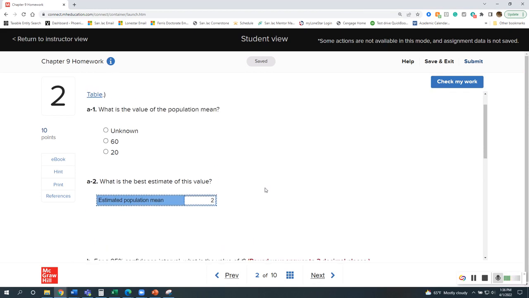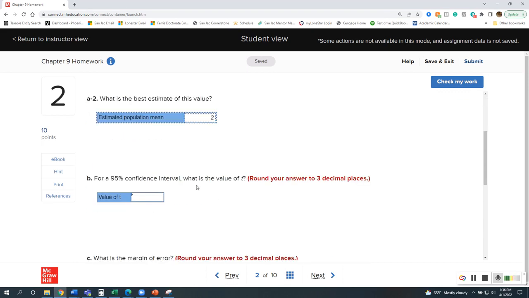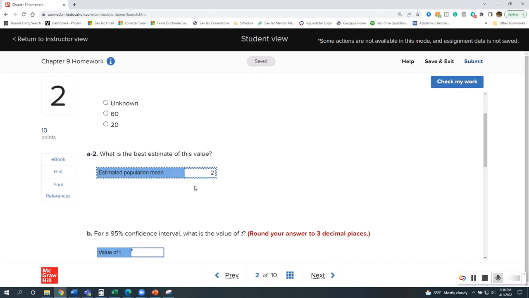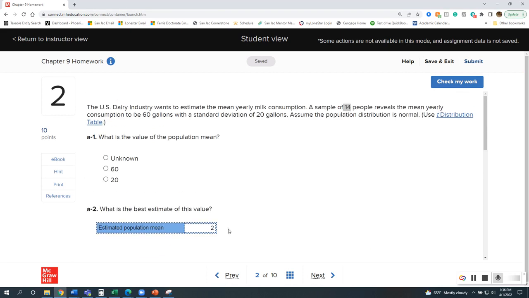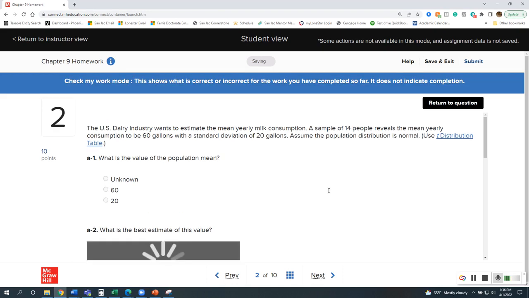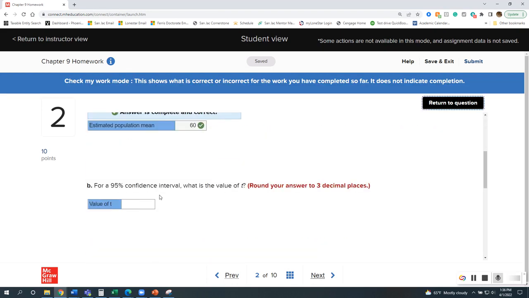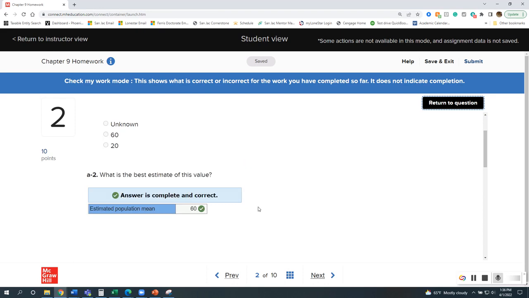I went a little bit too far. So, our best population mean, I don't know why I was doing T value. I was moving ahead. That happens.